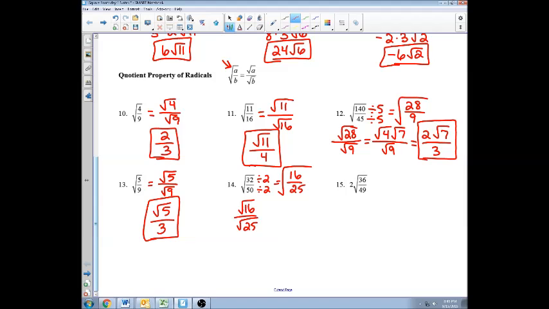Is 16 a perfect square? Yes, it is. The square root of 16 is 4. Is 25 a perfect square? If you're not sure, look back up at our list that we made earlier. Well, yes, it is, and the square root of 25 is 5.